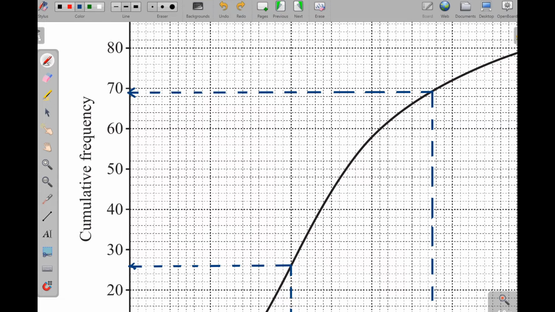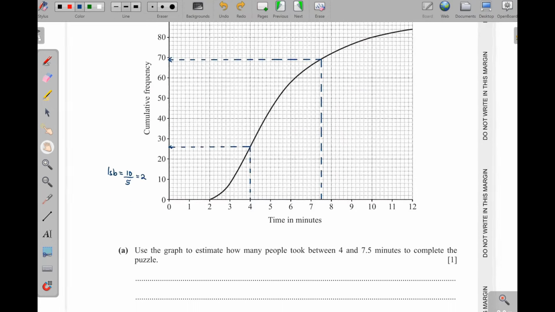So 69, and then here it has to be 22, 24, 26. So 69 minus 26. We shall get 69 minus 26, and then that one gives us 43. As simple as that. Part B.